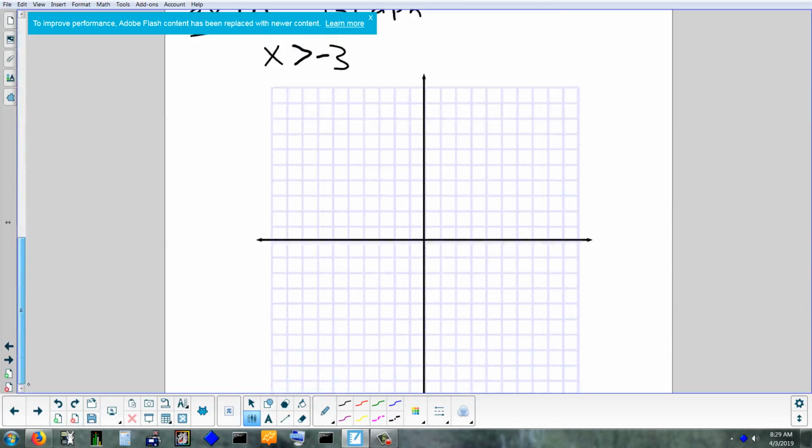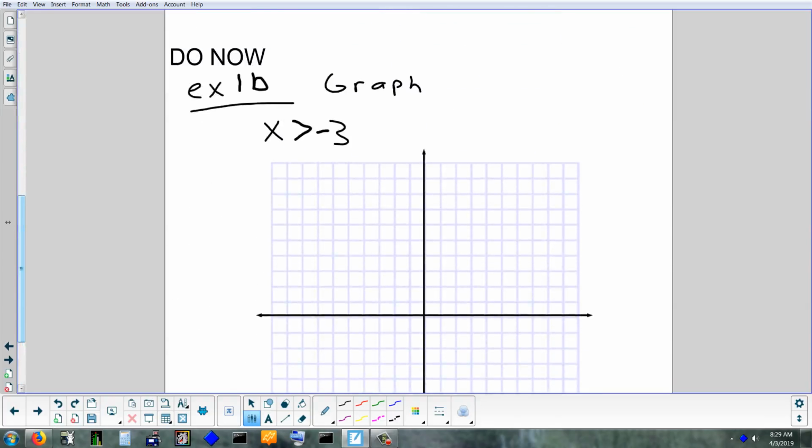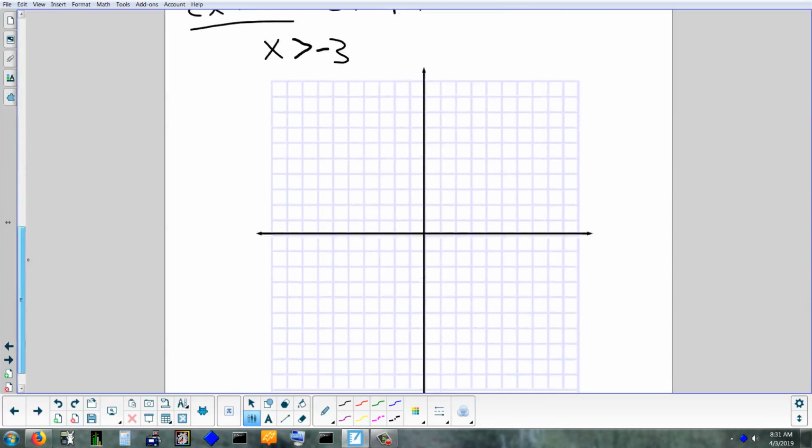Okay, so one more special case. Take like 60 seconds to try it out. However you want to go, you graph it. Alright guys, let's look at this one. It's x greater than -3. Okay, again, another special case. You don't have to worry about y-intercept and slope because there's only one letter.